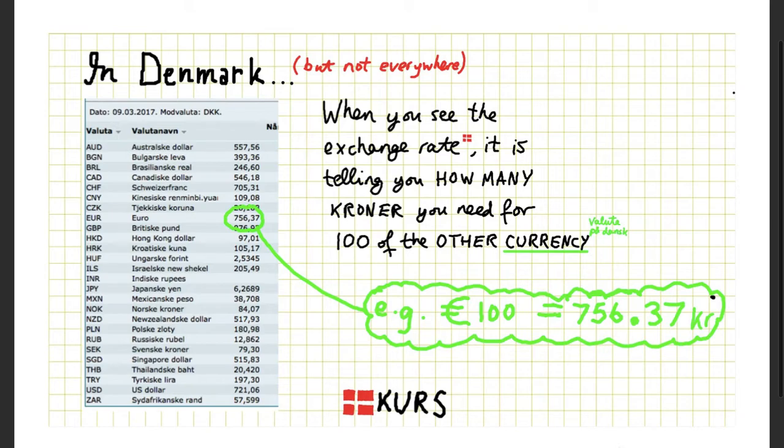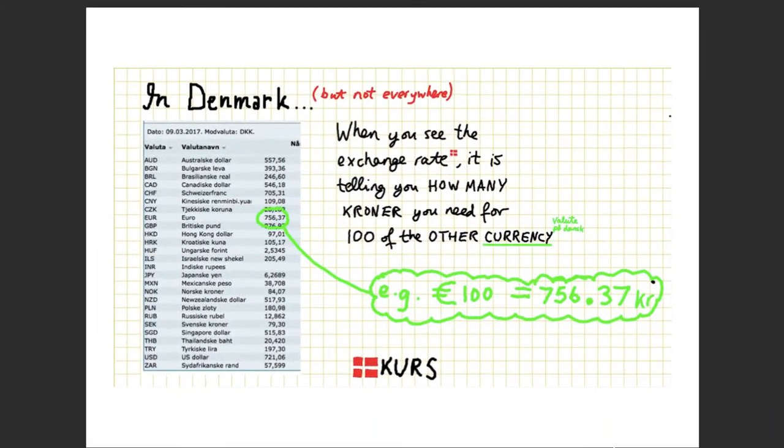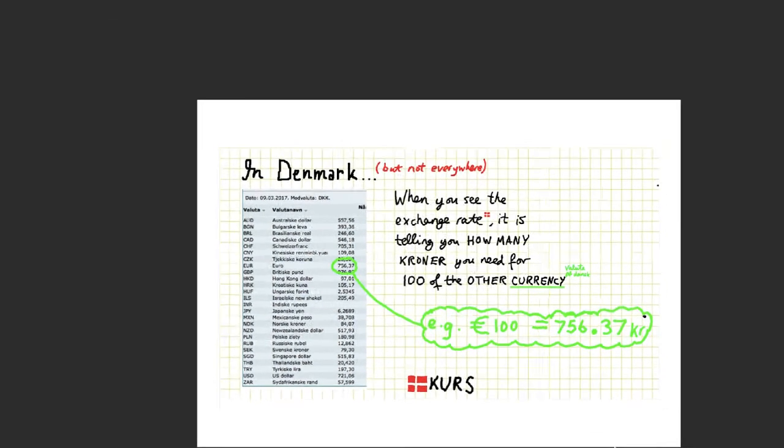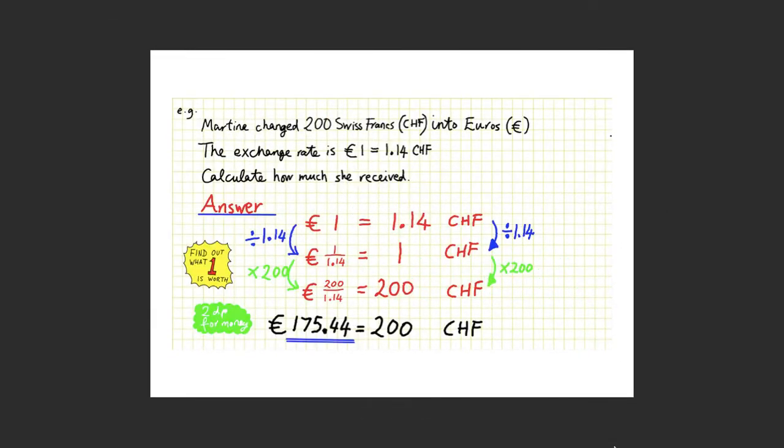Certainly if you're ever in England and you see an exchange rate, it's done in a different way. The exchange rate is usually telling you, going back to the previous page of this, it's usually telling you something like that one of the currency that you're in is worth so many of the other currency.